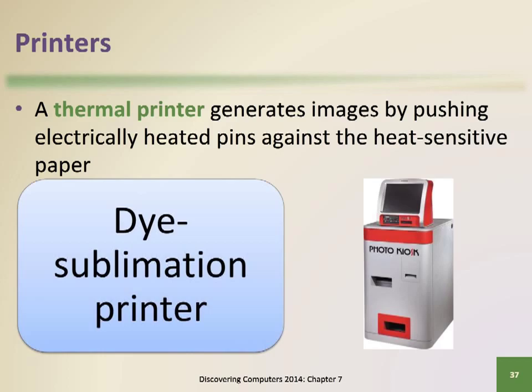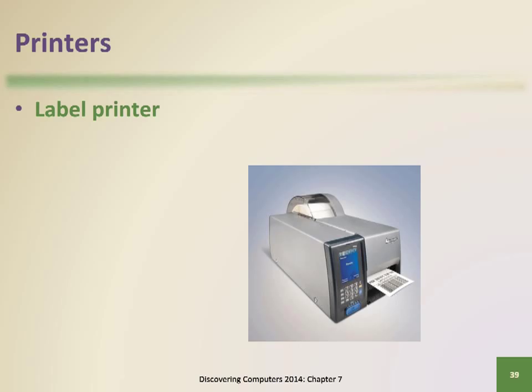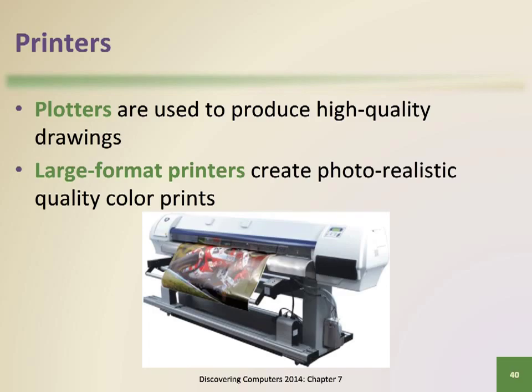A thermal printer generates images by pushing electrically heated pins against heat-sensitive paper. A mobile printer is a small, lightweight, battery-powered printer for the mobile computer user. A label printer is a small printer that prints on an adhesive type material that can be placed on a variety of items. Plotters are used in specialized fields to produce high-quality drawings, and large format printers create large, photorealistic quality color prints.